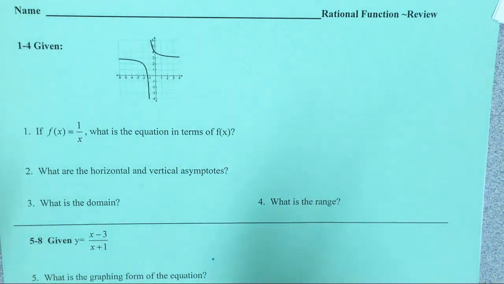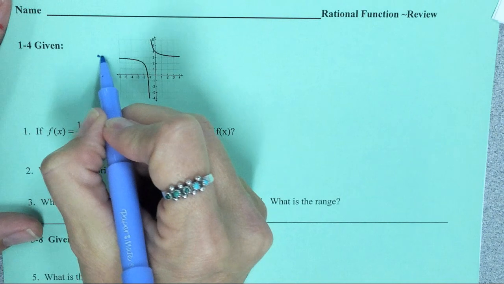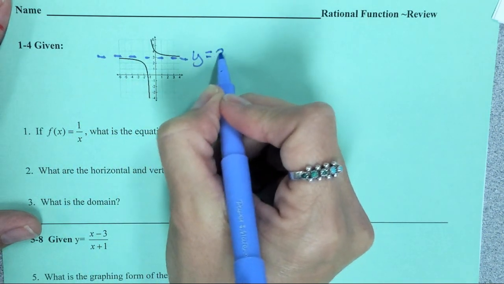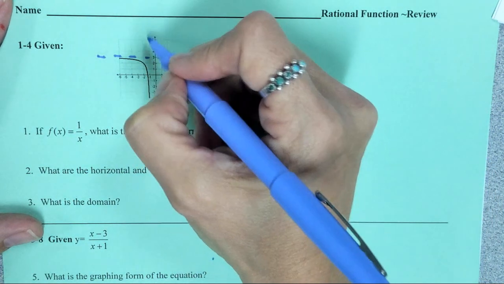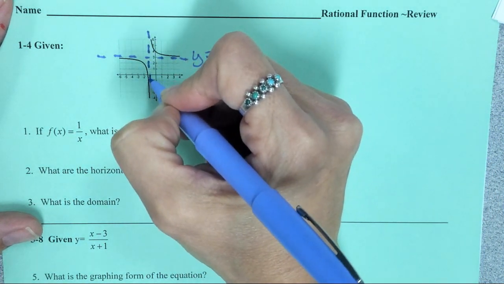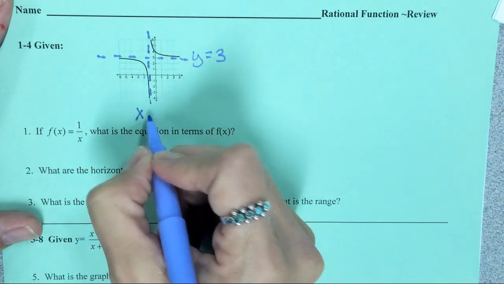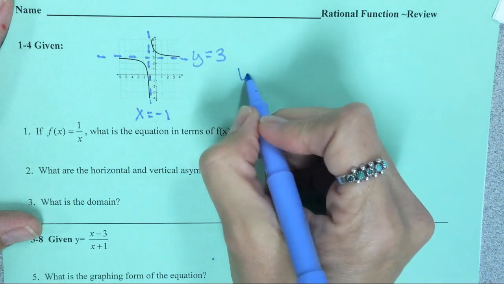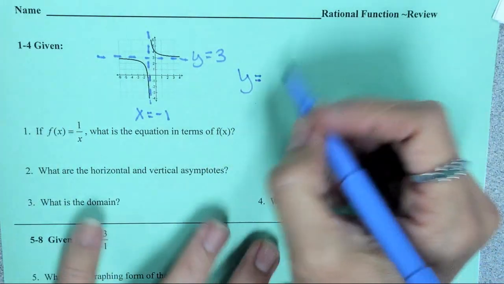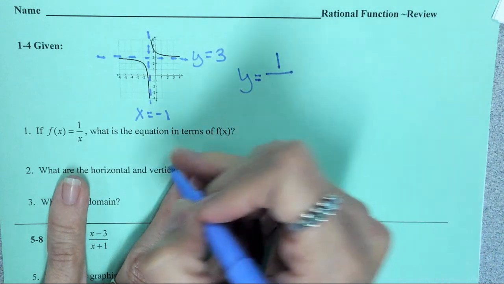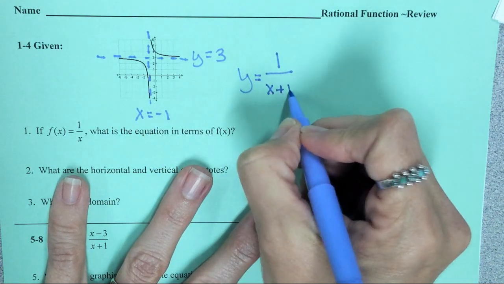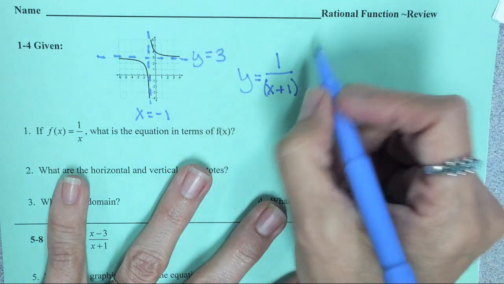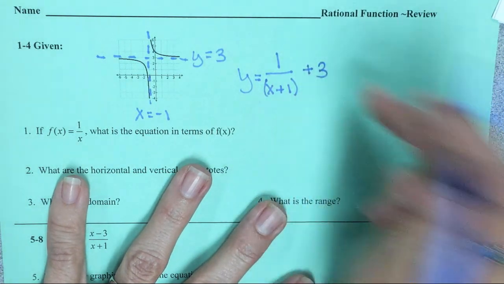So I know that it's got two asymptotes, and I can tell that there's a horizontal one right here, and it's passing through y equals 3. I can also tell that I've got a vertical asymptote right here, and it's passing through x equals -1. Because I know my two asymptotes, I can write my equation in terms of y equals. So I'm going to have y equals 1 over, because I went left 1, I'm going to write x plus 1 in the bottom. Some of us like to put it in parentheses, that's fine. And because I shifted up 3, I put a plus 3.